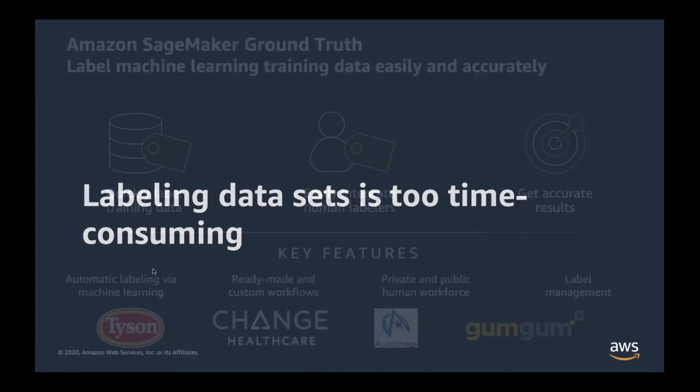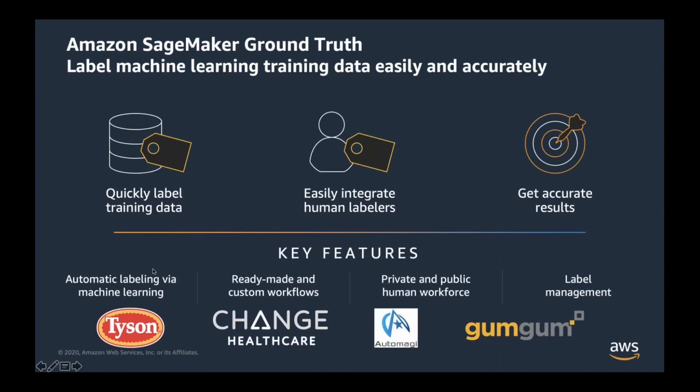So we introduced a service called Ground Truth, and it does a couple of things here. It has a great UI that makes it really easy and quick to label your data sets. It has integrations with different pools of human labelers. It also has the ability to give you accurate results as well as in a cost-effective way, and we'll touch upon these points in the next couple of slides.